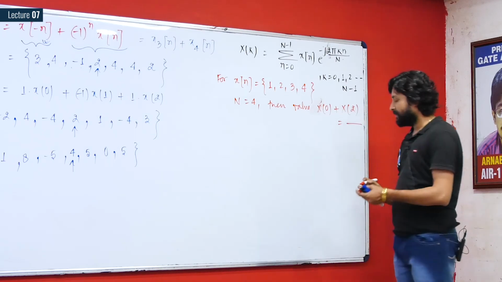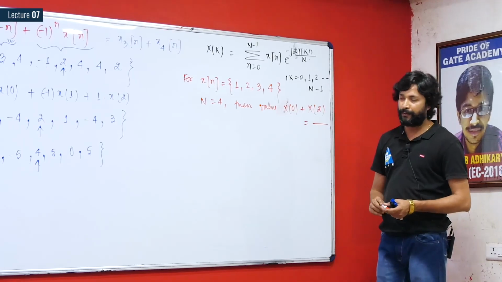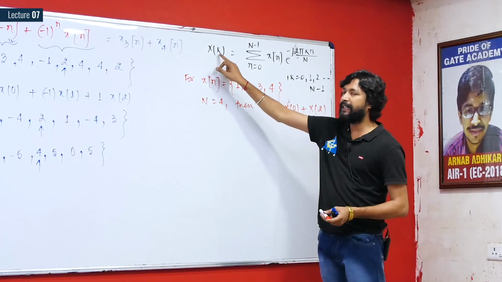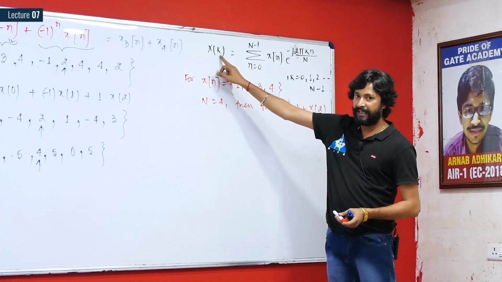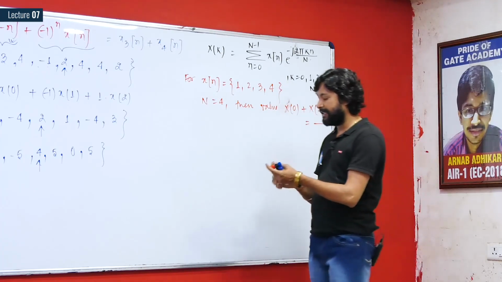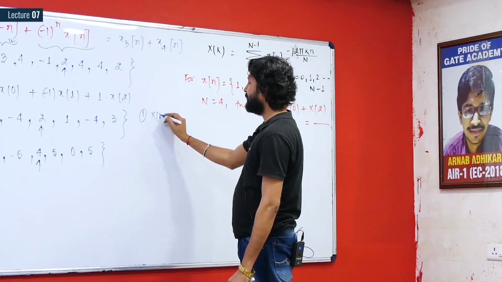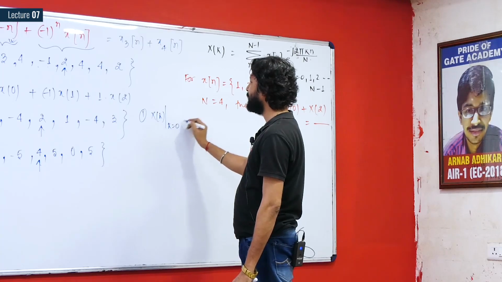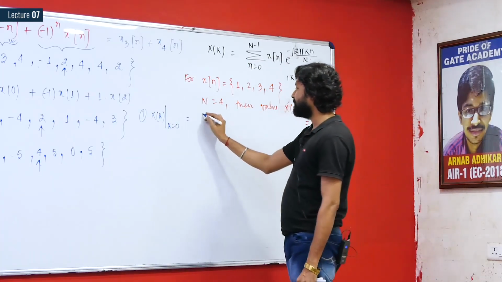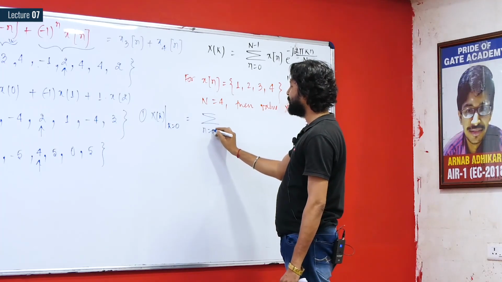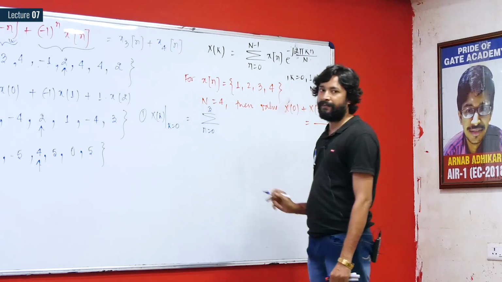Then what is the value of x[0] plus x[2]? So what we have to find out is the value of x[0] plus x[2], which is x[k] at k equals 0, this value, and this value is x[k] for k equals 2. So if you see here, we are going to find first x[k] at k equals 0, so we are going to substitute the value of k equals 0 in this expression. So what will be the expression? Summation from n equals 0 to N minus 1, that is 4 minus 1, 3. You are given that the value of N is equal to 4.